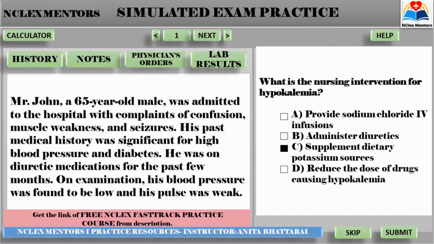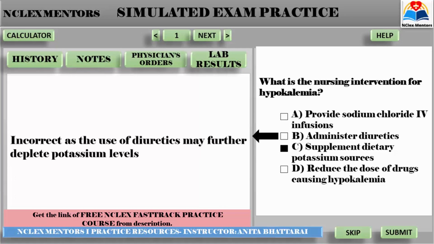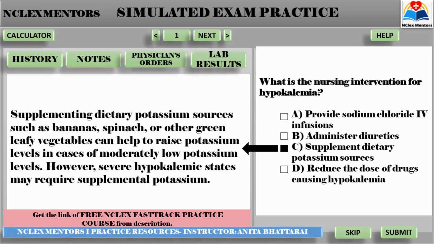The correct option is C, supplement dietary potassium sources. As an explanation, option A is incorrect, as hypokalemia is not caused by fluid or blood loss and does not require sodium chloride IV infusions. Option B is incorrect, as the use of diuretics may further deplete potassium levels. Option D is incorrect, as reducing the dose of drugs causing hypokalemia may not be enough to treat the condition and may require additional interventions.